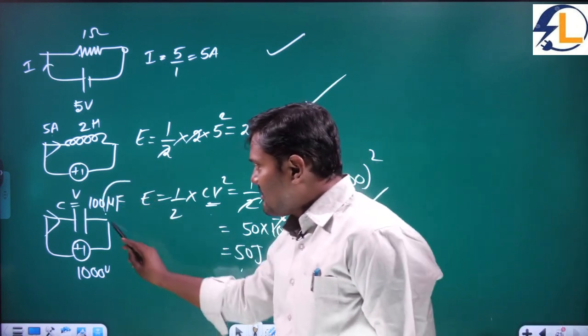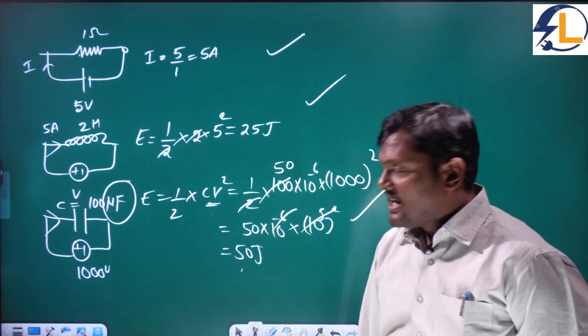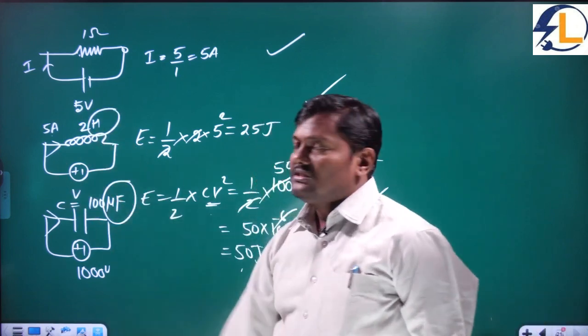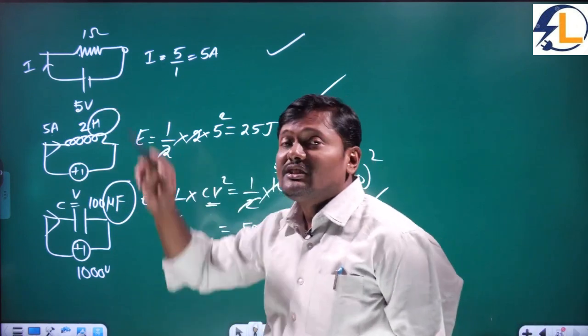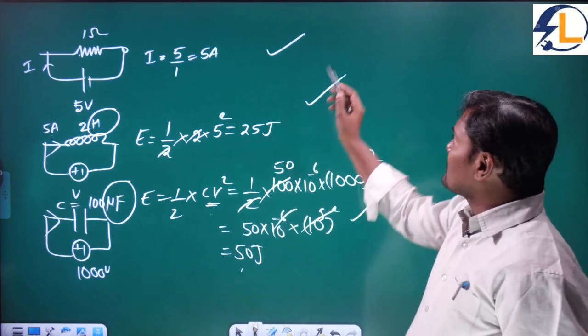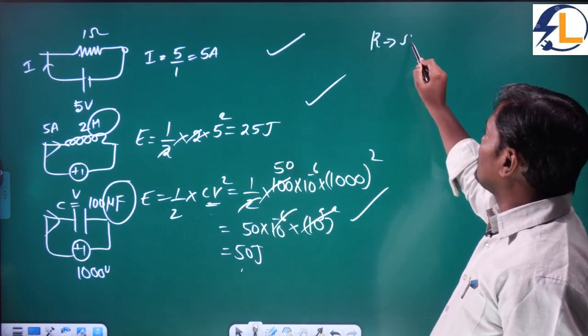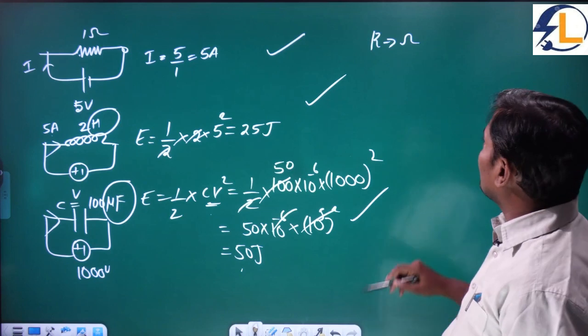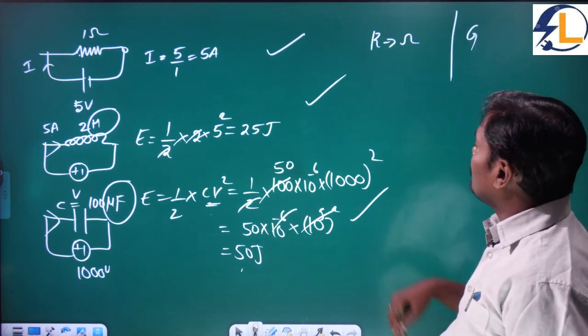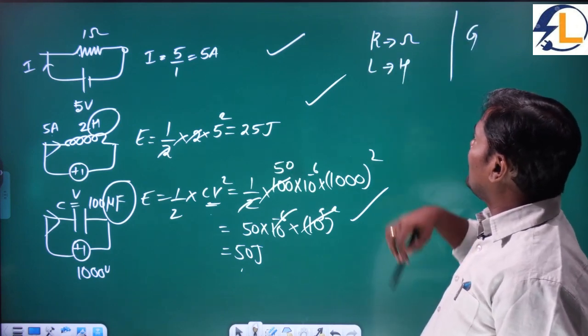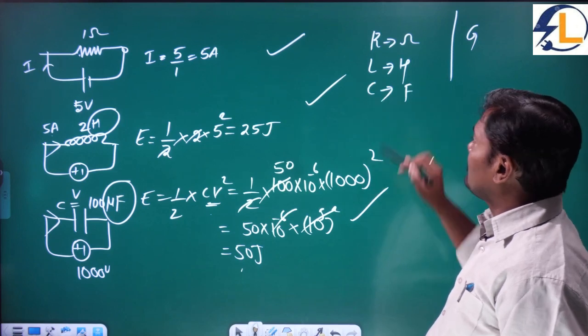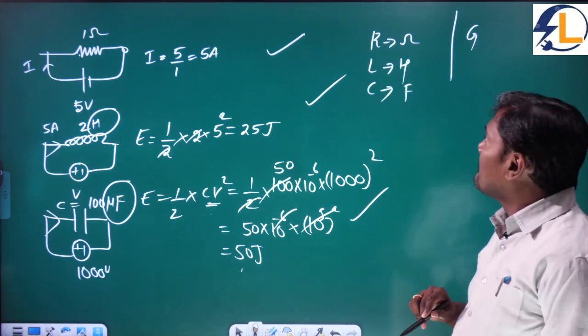Now tell me, capacitance is measured in what? Farad. Inductance is measured in what? Henry. Current is measured in what? Ampere. Resistance is measured in what? Resistance is measured in ohm. Inductance is measured in Henry, and capacitance is measured in farad.